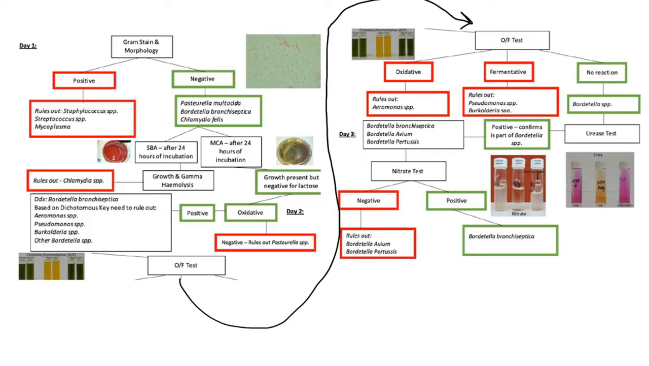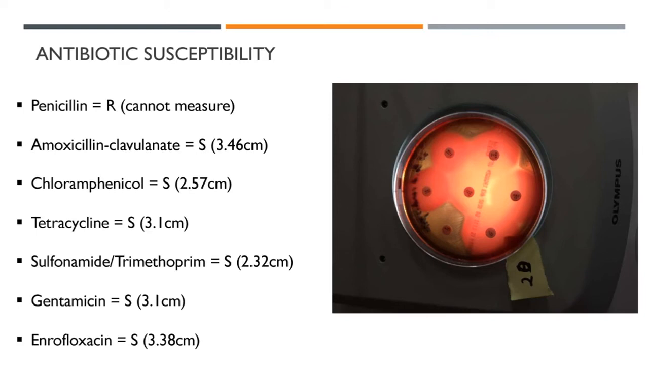So we conducted a urea test, and it confirmed again that it's definitely Bordetella, but all Bordetella are positive for urea. So to narrow it down and ensure it was definitely Bordetella bronchiseptica that we were dealing with, a nitrate test was conducted, which came back as positive, so that ruled out any chance of it being Bordetella avium or Bordetella pertussis, and left us with our final organism.